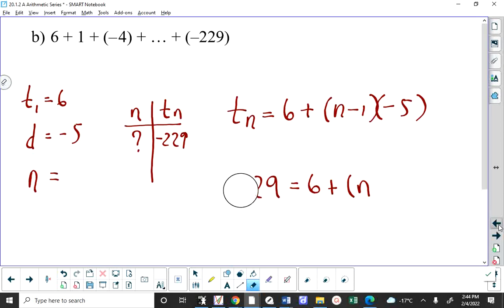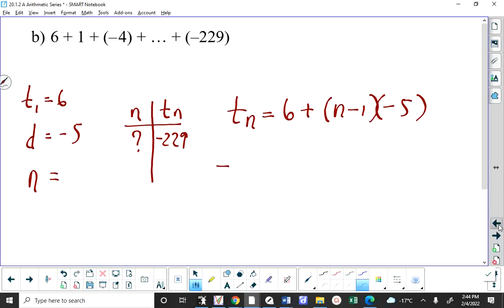Well, maybe, you know what? I'll ask the question. How many of you now would put it in now? It's easier, isn't it? I think it's quicker. If you want to expand that out and then put it in, that's fine. But I'm just going to write this down. -229 equals 6 plus n minus 1 times -5. And I'll give you a minute to solve that equation for n.